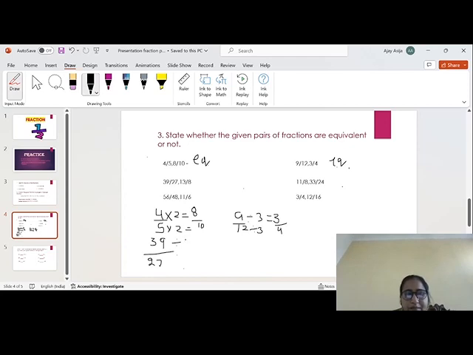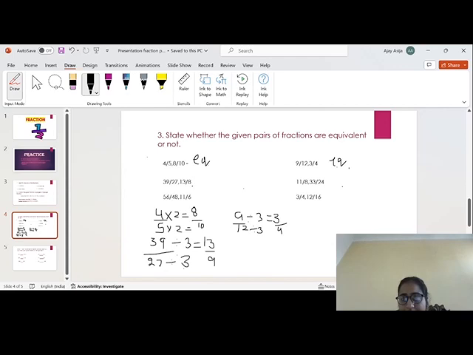39 when divided by 3, we will get 13. Similar operation we will do in the denominator. We will divide 27 also by 3. So we will get 9 here. So 39 by 27 and 13 by 9 are equivalent.